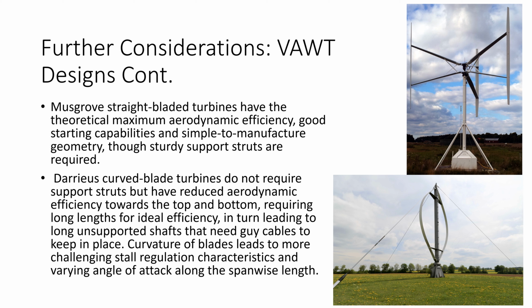The Darrieus curved blade turbines do not require support struts, though they can still have them as shown in the picture. And they have reduced efficiency towards the top and the bottom, which means you need a really long turbine to get a decent efficiency, which also means a long unsupported shaft, which you need guy cables, also shown in the picture, to keep upright. And the curvature also means more challenging self-regulation in regards to stalling.